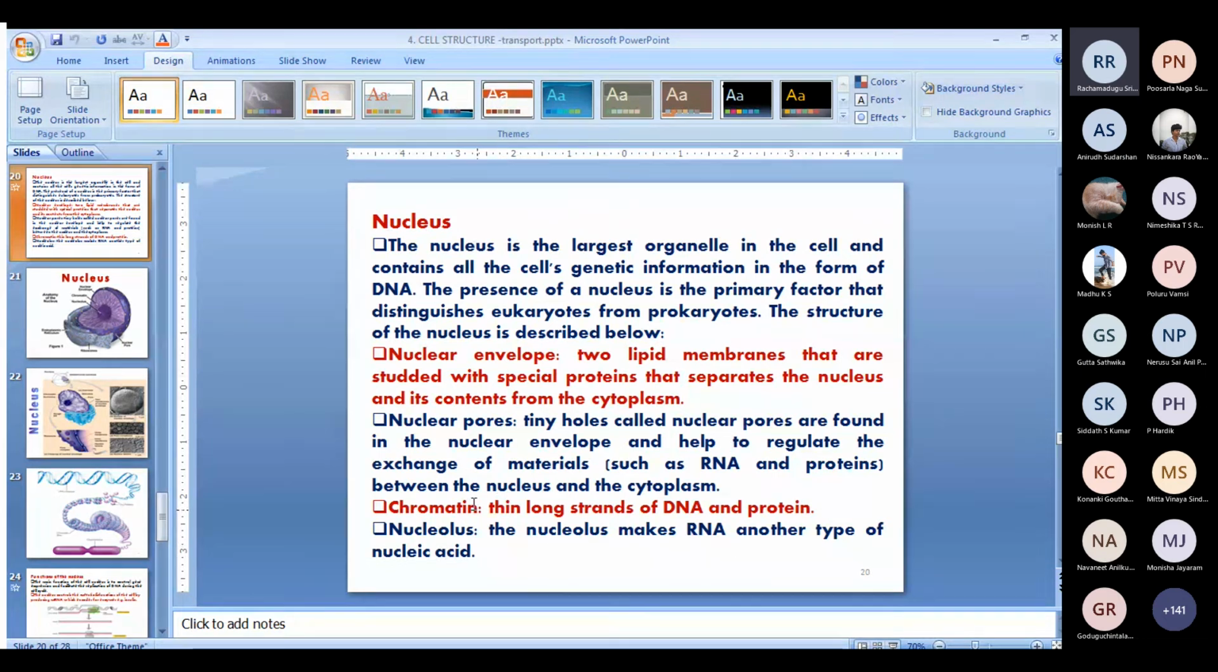Your genetic material will be in the form of chromatin fibers, and you have the nucleolus, which plays a very important role in the synthesis of RNA. Now, do all cells contain a nucleus? Do you know any exception? Prokaryotes, you leave. Prokaryotes don't have a well-defined nucleus. You have some genetic material in the form of DNA which freely floats.